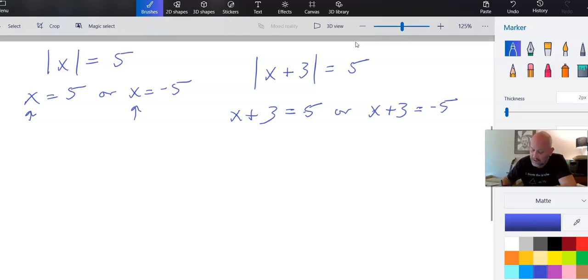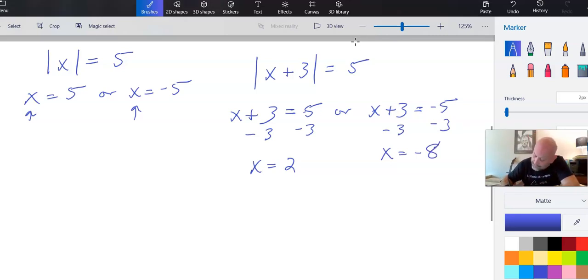Okay, so these are our equations, and basically we solve them. Once you have the absolute value gone, each equation solves exactly like every other equation we've done. So the real only difference that we have here is the ability to split into two equations. So if I subtract 3 from both sides, I get x is equal to 2. And here, if I subtract 3 from both sides, I get x is equal to negative 8. So I have two solutions. I have x is equal to 2 or negative 8. And notice they're separated by a comma.